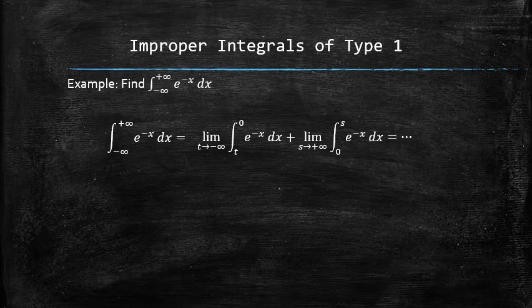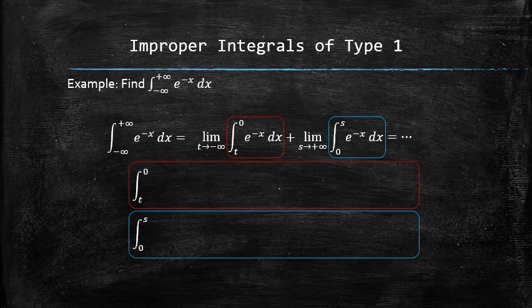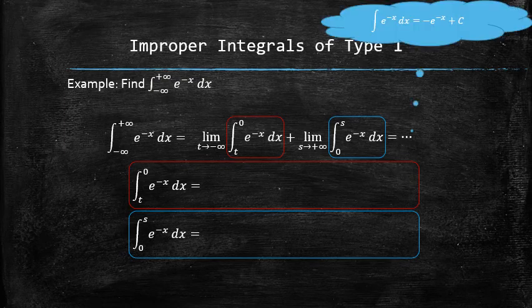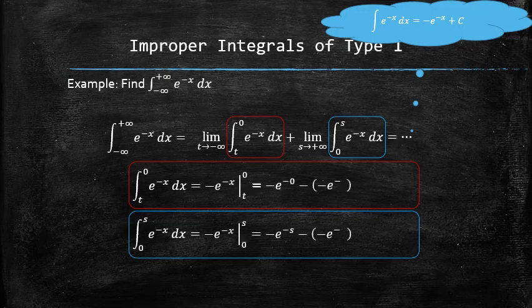Now that we don't have to worry about the infinities, we can focus on the integrals themselves. To compute both definite integrals, we use the integration formula to find the general antiderivative and then apply the fundamental theorem of calculus to find the integrals in terms of the variables t and s.